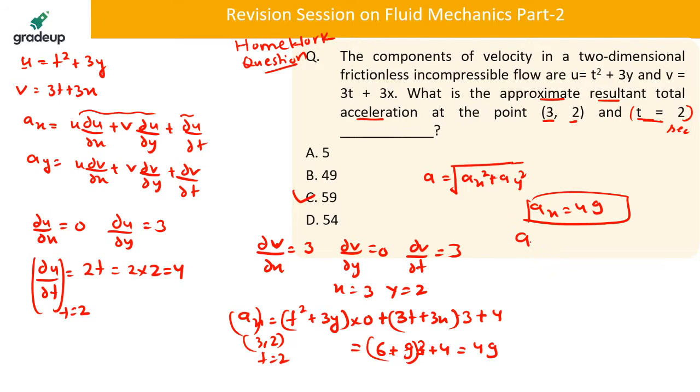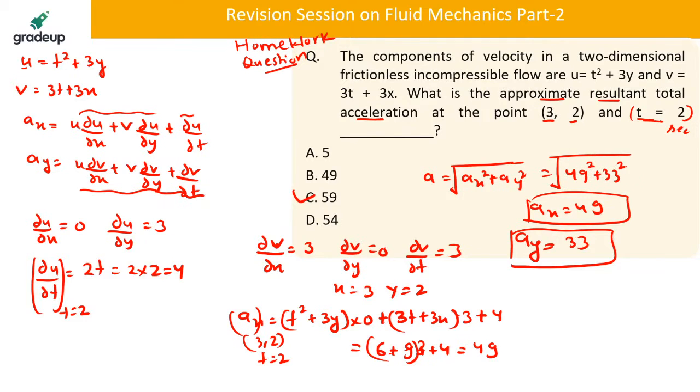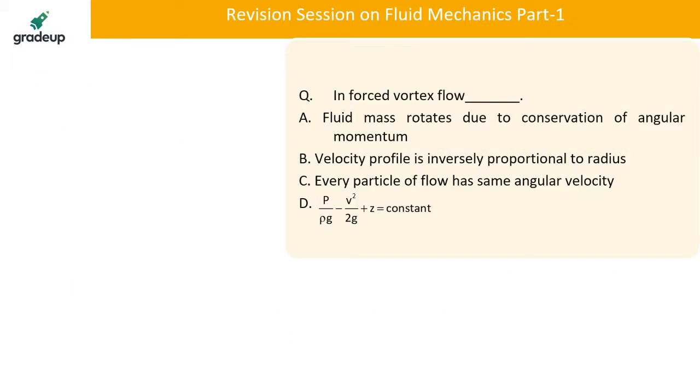Similarly, you have to find the acceleration in the y direction. Just put all the values. You will get acceleration in the y direction, which will be equal to how much? That will come out to be 33 units. So you have found the acceleration in the x direction and y direction. You just have to take the square root of 49 square plus 33 square. That will give you 59. Okay, so you will get 59 for this question. Next question from fluid kinematics.